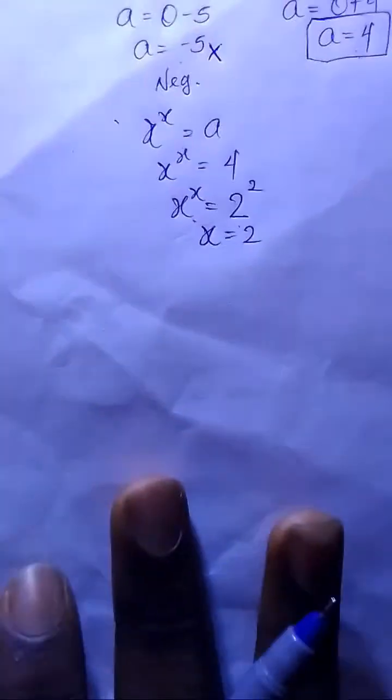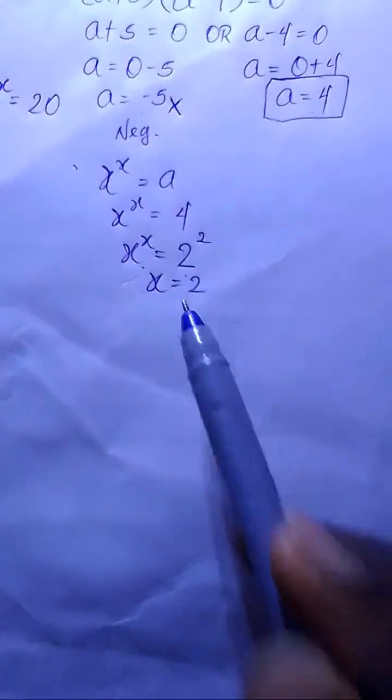Good. So from here, since x raised to the power of x equals 4, what is 4? 4 is 2 raised to the power of 2, right? And so we have x raised to the power of itself equals 2 raised to the power of itself, and we can see that x is equal to 2. So how do we verify our answer? We are going to check it out, right?